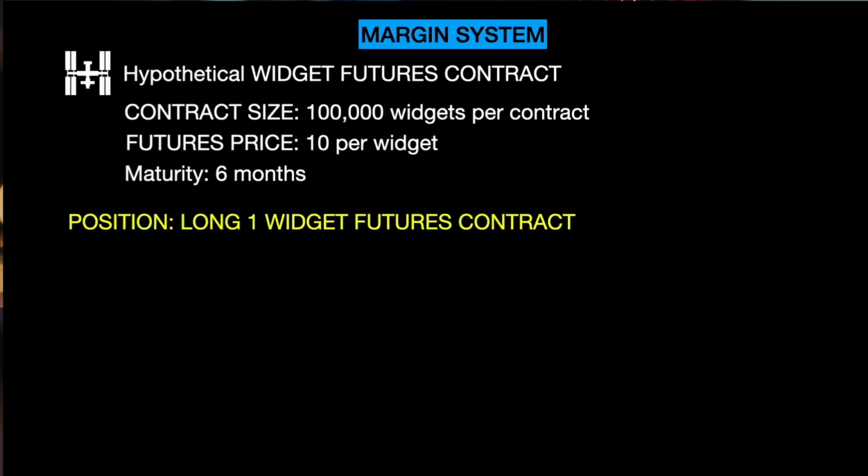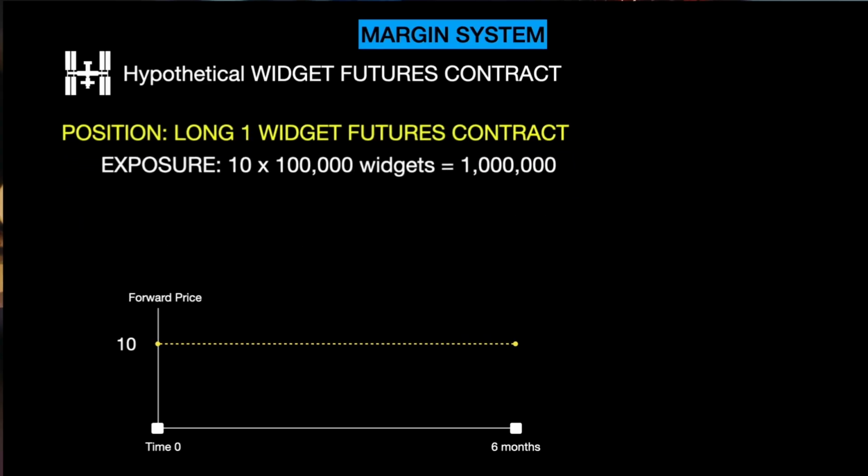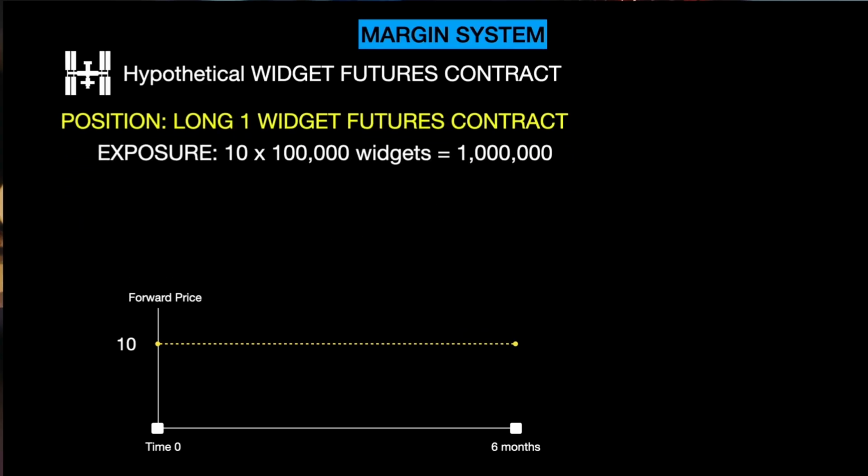So if you long one widget's futures at $10, you are on the hook for $1 million, or $10 times 100,000 widgets. This means that at maturity, say in 6 months, you're supposedly going to buy 100,000 widgets at the price of $10, and you need to pony up $1 million by then.